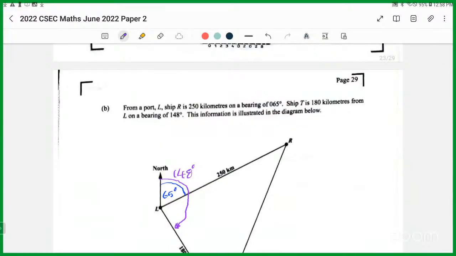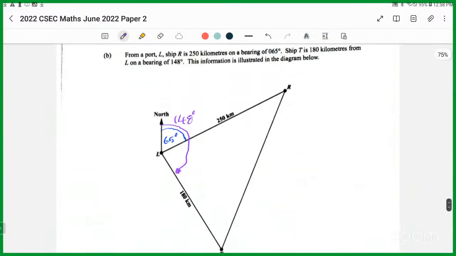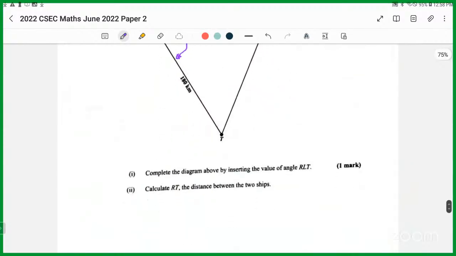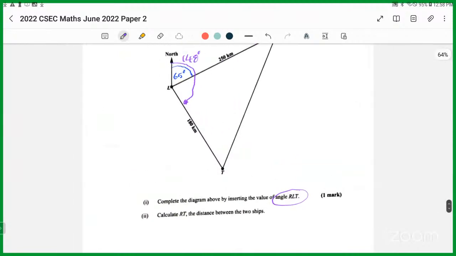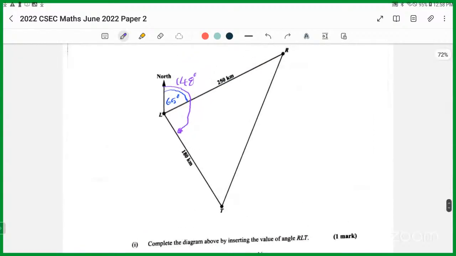It says this information is illustrated in the diagram below. Well, they didn't put on angles. I'm adding them on now. They only gave the distances. It says complete the diagram by inserting the value of angle RLT. Now, RLT is the angle inside here, which is the difference between those two. The 148 minus the 65, clearly, is that angle, because the whole thing is 148, and the blue piece is 65. So it's 148 minus 65, which gives us 83 degrees.